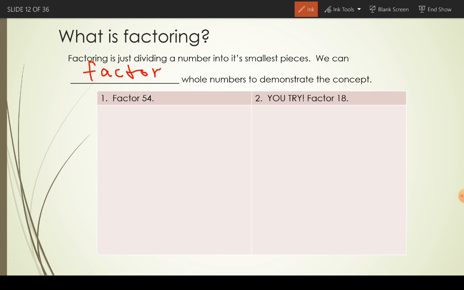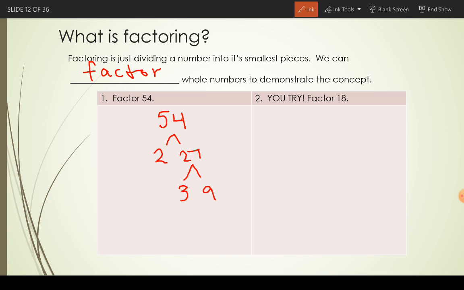So if I wanted to break the number 54 into smaller pieces, I need to find two numbers that multiply to 54. There are multiple options, but I'm going to choose 2 and 27. Now 54 is broken down into two smaller pieces. Now I want to look at those two pieces and determine if I can break those down anymore. Well, I can break down 27 into 3 and 9.